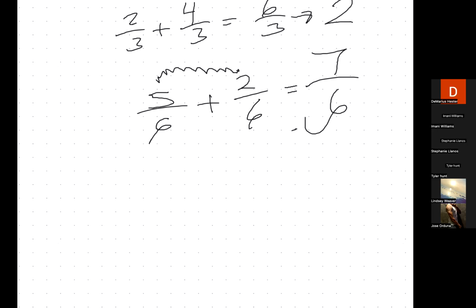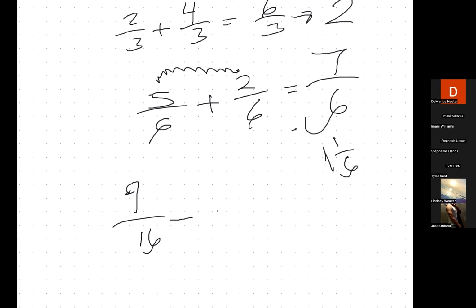Now let's look at some subtraction. 9 over 16. Well, you can't simplify this one. 7 over 6 could be 1 and 1 over 6. Why wasn't it just 7? Because the number on the bottom stays. It's over 6, so the number on the bottom has to stay.